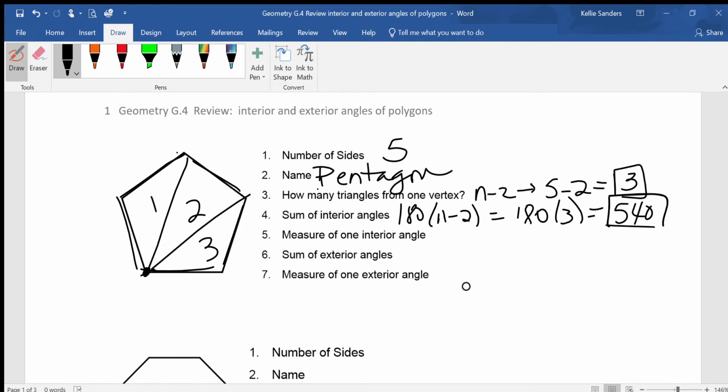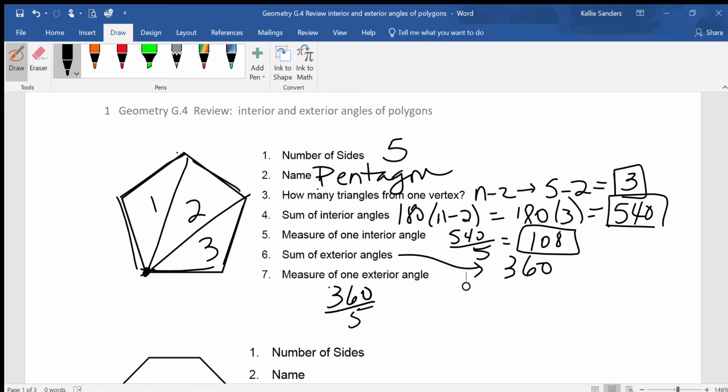Measure of one interior angle. If all 5 of them add up to be 540, we would divide by 5, you get 108. Sum of exterior, always 360. And measure of one exterior would be 360 divided by 5, 72.